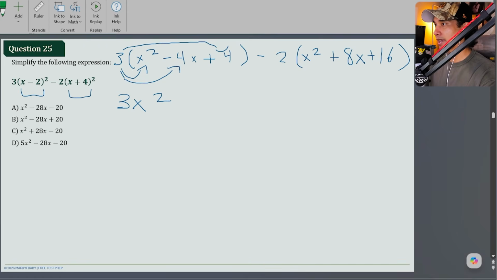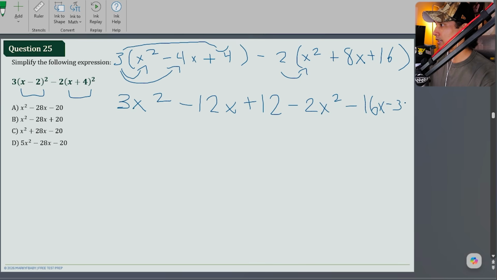Okay, so again, all I'm doing is multiplying this coefficient inside the parentheses. 3, and then now it's times minus 4x, and that is negative 12x, and then 3 times 4 is 12. And then now I have to multiply this negative 2 to each term inside here. So negative 2x squared minus, what is that, 16x, and then minus 32.